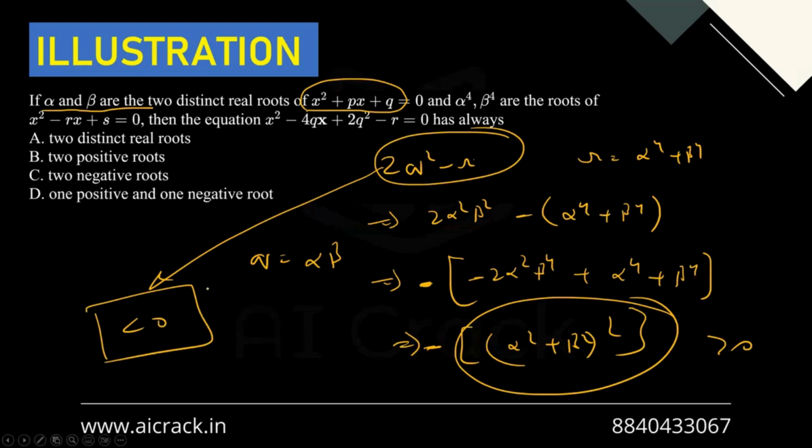And if this is negative, that can only happen when one root is positive and one root is negative. One root is positive and one root is negative. So D is the correct answer, right?